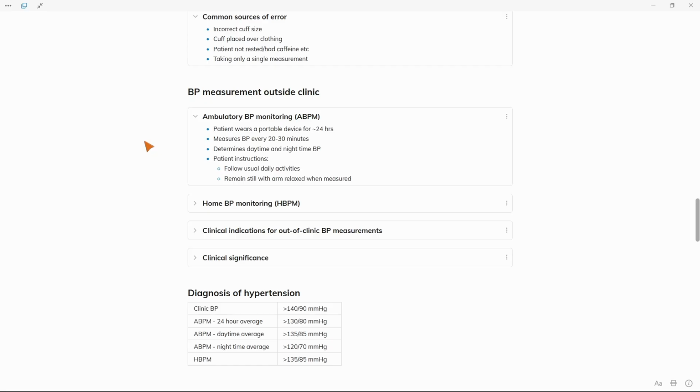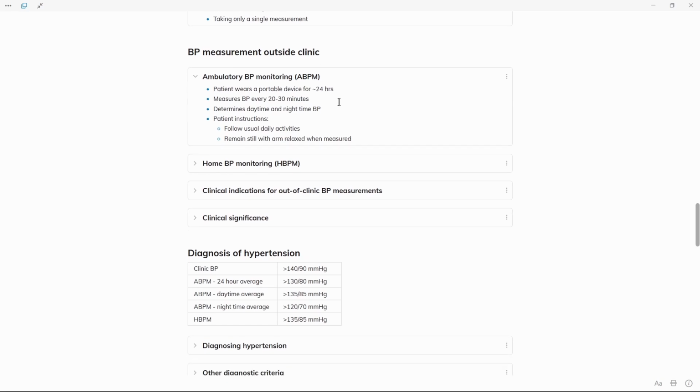How do we measure the blood pressure outside of the clinic? We can measure the patient's blood pressure outside of the clinic by two methods. The first is the ABPM, the ambulatory blood pressure monitoring. This is where the patient wears a portable device for 24 hours. The device will cycle and measure their blood pressure every half an hour or so, and this goes on throughout the day and at night.